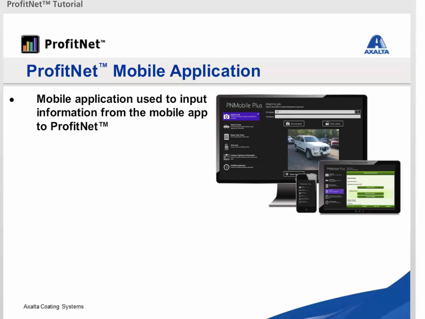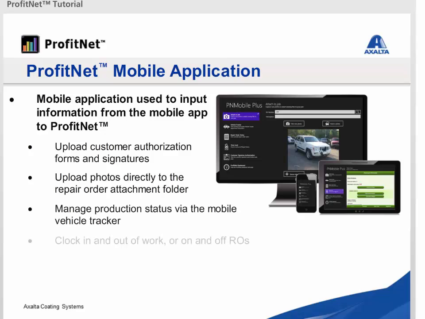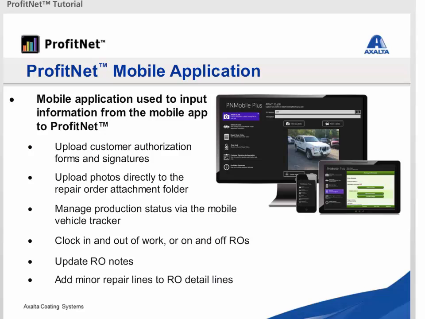There are a variety of things you can do, such as upload customer authorization forms and signatures, upload photos directly to the repair order attachment folder, manage production status via the mobile vehicle tracker, clock in and out of work, or on and off ROs, update RO notes, and add minor repair lines to RO detail lines. This application is supported by Windows 8 computers, Android, and iOS tablets and phones.